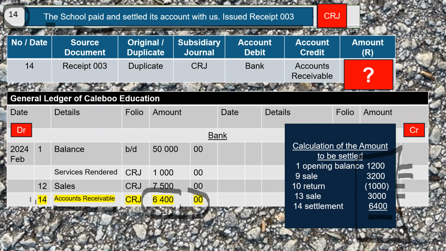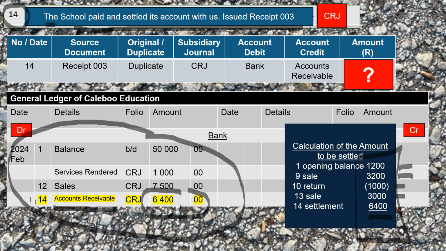So there's the 6,400. All these transactions here on the debit side are transactions that result in an increase in the balance of the bank account. The opening balance we got from the trial balance or additional information that is given to us in a test. When you do a general ledger account, look for the opening balance.